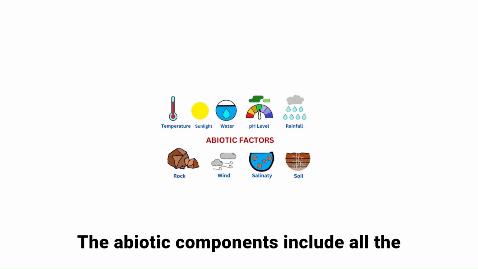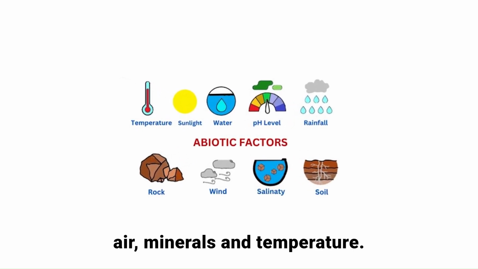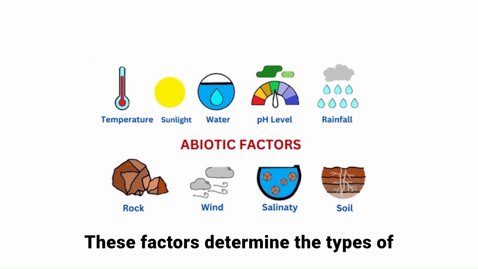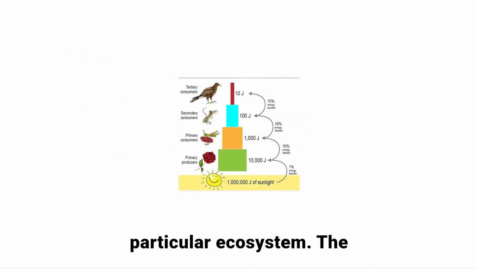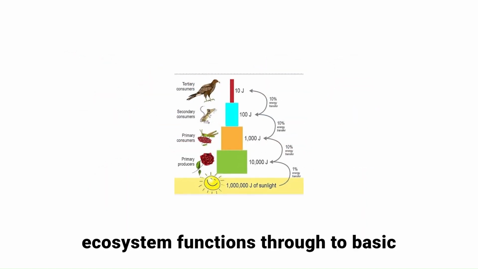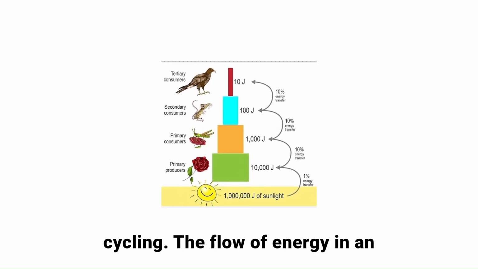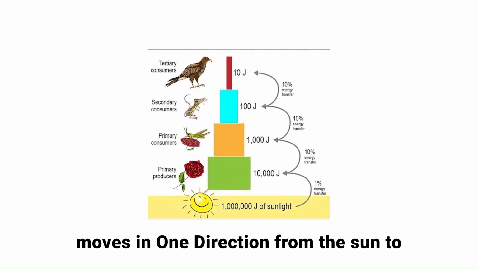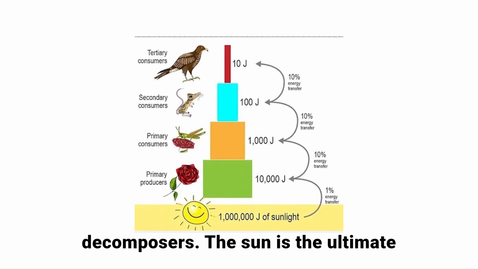The abiotic components include all the non-living things like sunlight, water, air, minerals, and temperature. These factors determine the types of organisms that can survive in a particular ecosystem. The ecosystem functions through two basic processes: energy flow and nutrient cycling. The flow of energy in an ecosystem is unidirectional, meaning it moves in one direction from the sun to producers and then to consumers and decomposers.